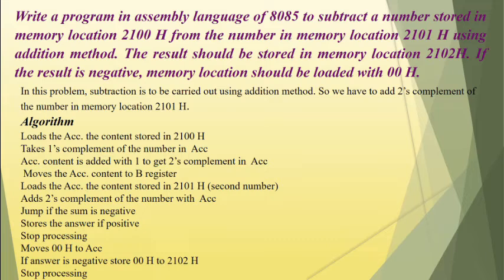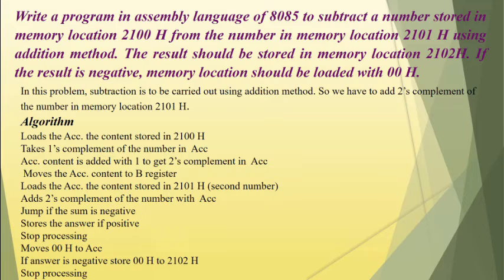So here there are two conditions: if the result is positive, it has to be stored in 2102, and if the result is negative, in 2102 we have to store the number 00. Once again, in this problem the subtraction is to be carried out using the addition method, that is nothing but using 2's complement. We need not use the command SUB R, right? So we have to do it using 2's complement, that is 1's complement, and then addition of 1 to the 1's complement, that is 2's complement, and thereafter we have to add it to the other number.